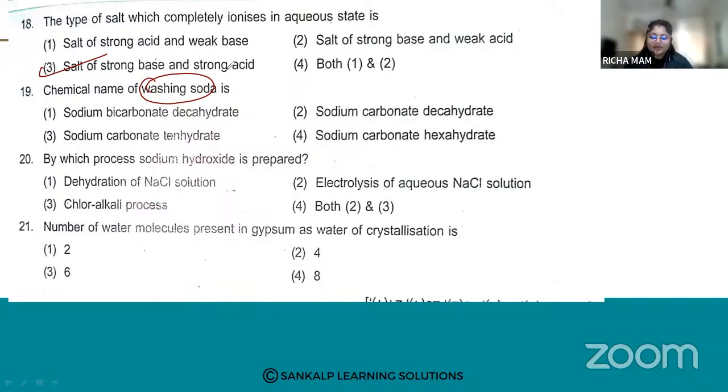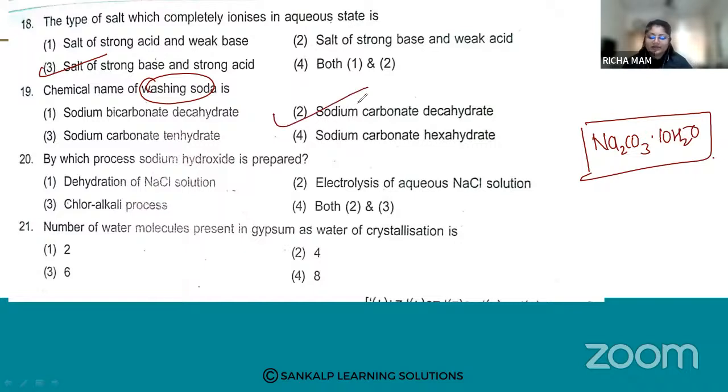What is the chemical name of washing soda, students? Na2CO3 dot 10H2O, decahydrate. So sodium carbonate decahydrate. The second one, sodium carbonate decahydrate, is the chemical name of washing soda.